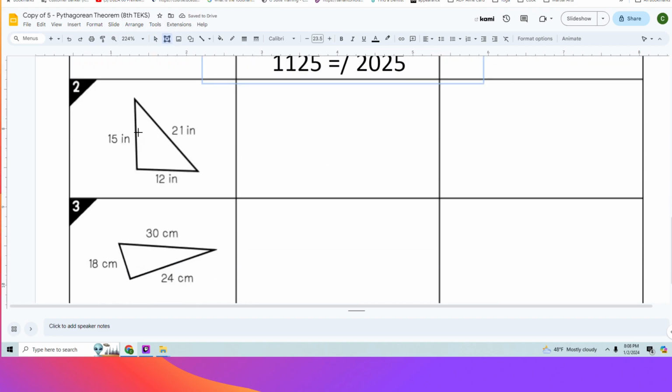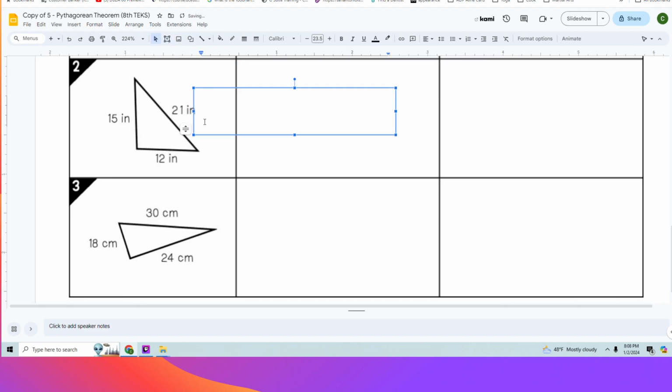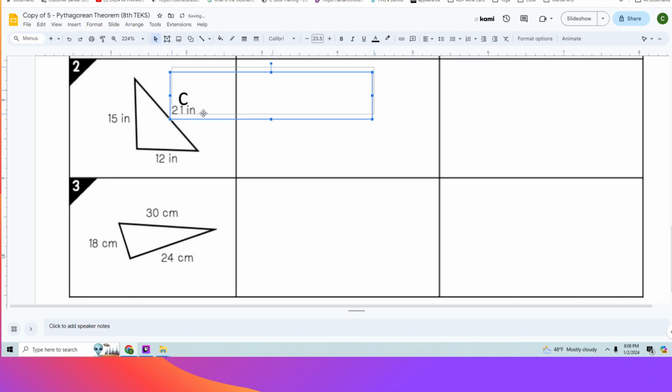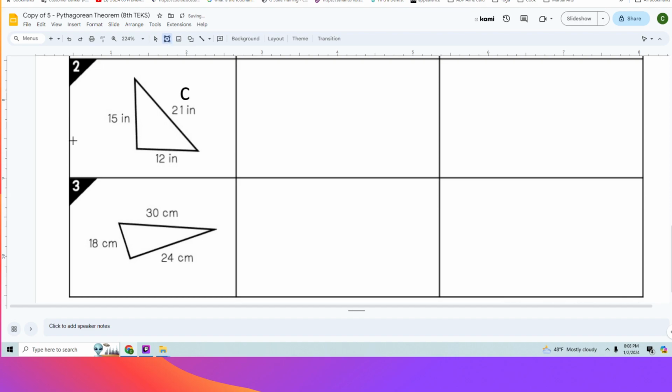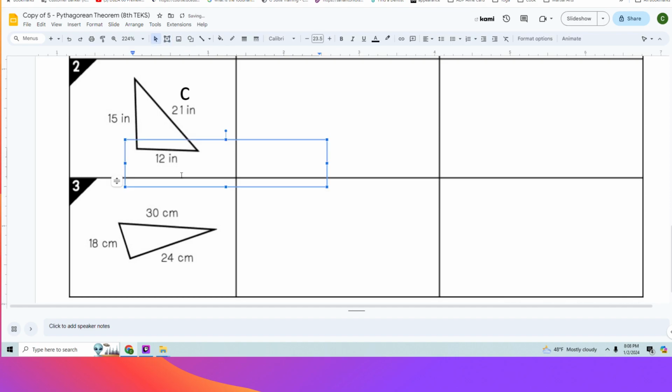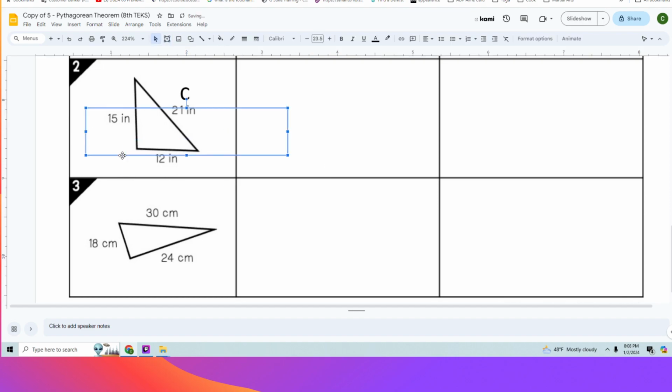So identify your longest side, because we always start with identification. That's going to be our c. And then these two sides will be our a and b. Because it's important to know where we're going to plug stuff in. So this guy is going to be our b value right here.